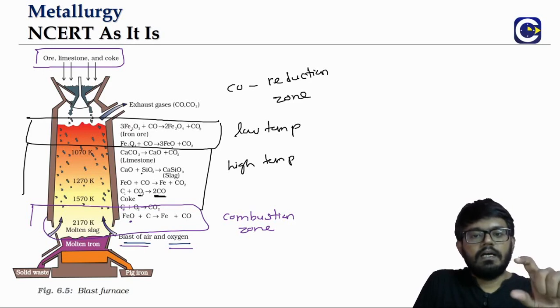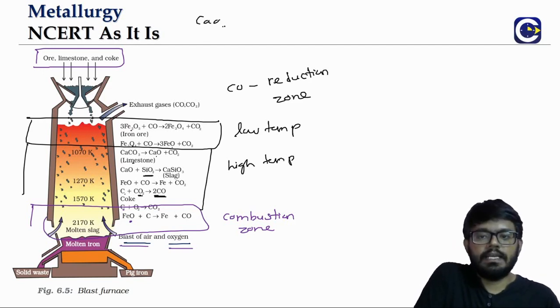In the high temperature zone, the calcium carbonate, the limestone that we added, will dissociate because of heat. It will form calcium oxide and CO2. Now this calcium oxide will react with impurities like silicon dioxide. Here the calcium oxide is reacting with SiO2, which is an acidic oxide.